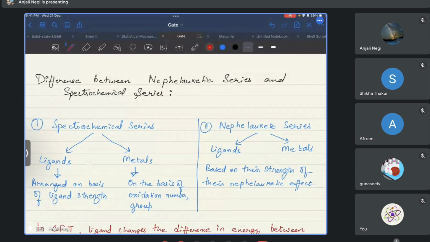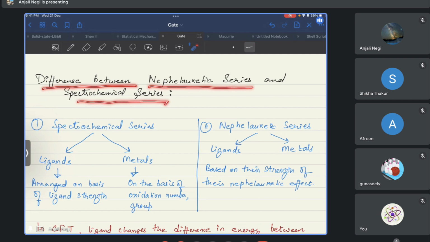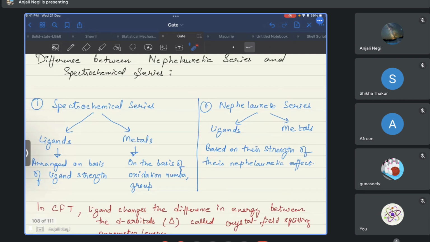Okay, yeah. So the question that was asked was the difference between the nephelauxetic series and the spectrochemical series. This is very important to understand: what the two are and where they are applied. First of all, the spectrochemical series, we all know, is applied to both. We have the spectrochemical series for both ligands and metals.